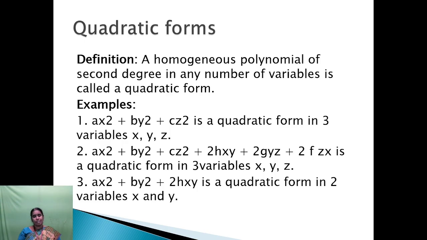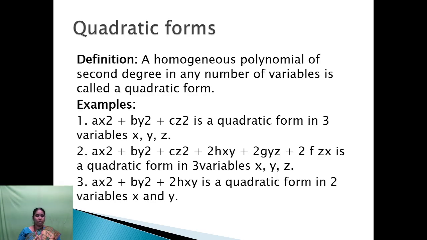For example, we are giving 3 examples for your reference. First one is ax square plus by square plus cz square, which is a quadratic form in 3 variables x, y, z. Here x square, y square, z square all have degree 2 and each is a homogeneous polynomial. It is not necessary to have x square, y square alone; they may also be written as xy, yz, etc.